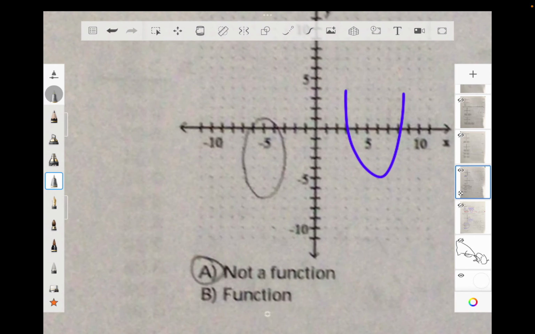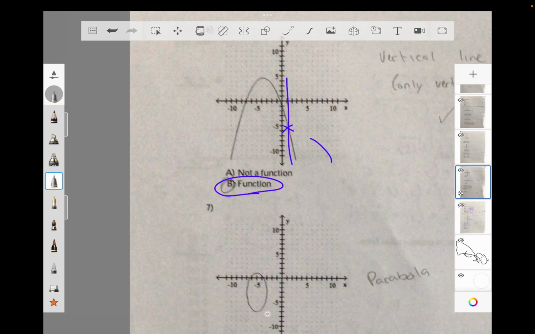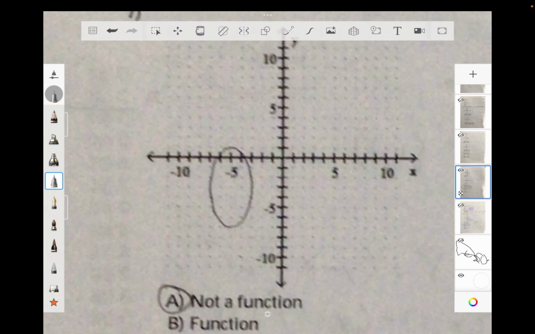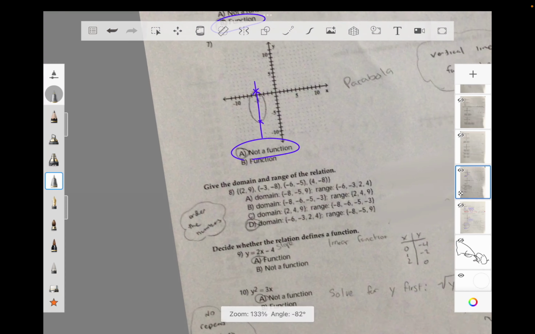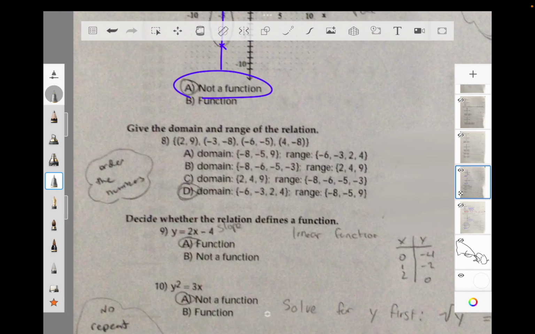Parabola is this. This is a parabola. This is an ellipsoid. But for this one, if I put a straight line through, let's say this point right here, it hits here and here, so it is not a function.